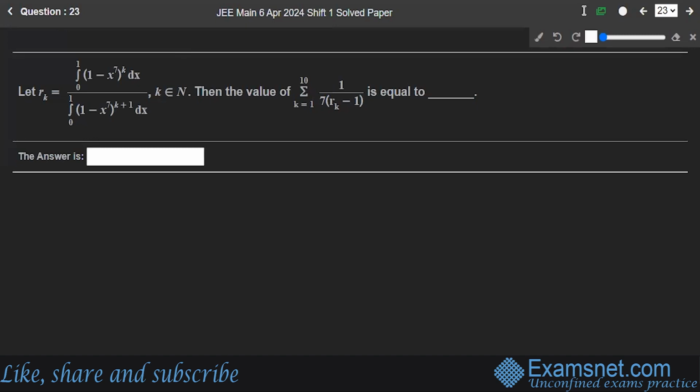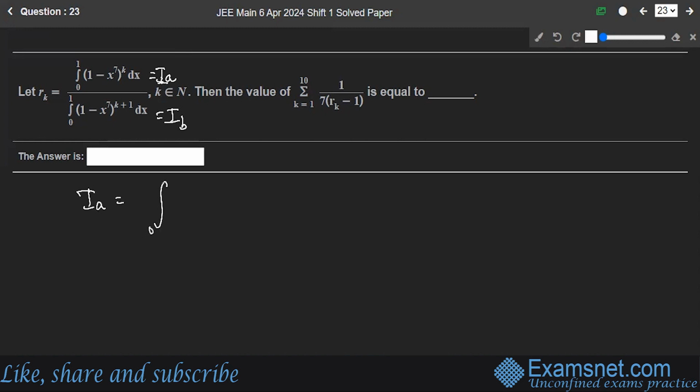Question number 23. Let Rk be this integral divided by this integral where k belongs to the natural numbers, then the value of this expression is equal to. So here you are having two integrals which are being divided. Let's differentiate them. Let's say this is equal to IA, and the denominator integral, let's say that's equal to IB. Okay. So what do you have?